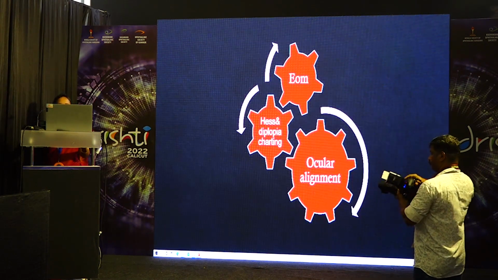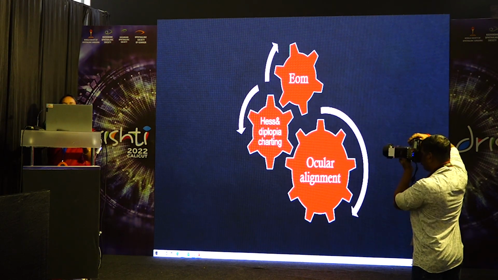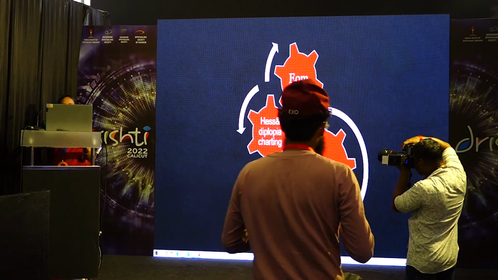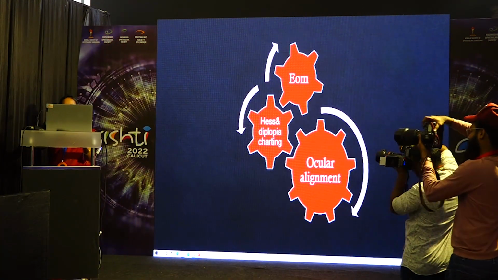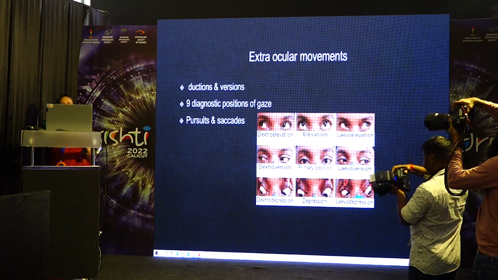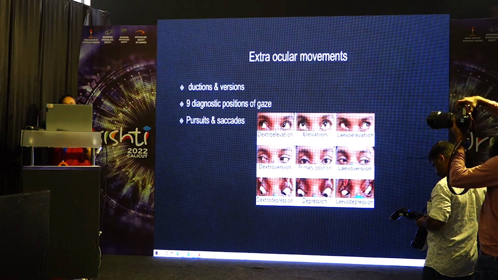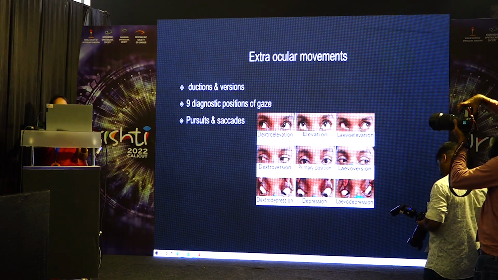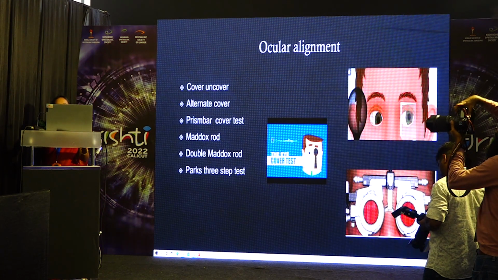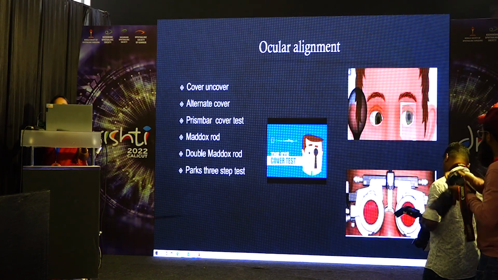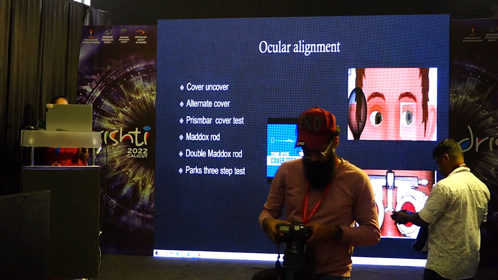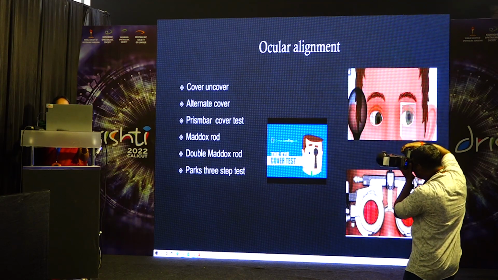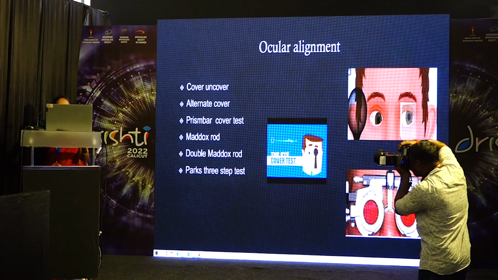So these are the three key important examinations to rule out the cause of diplopia: the extraocular movement, Hess and diplopia charting, and ocular alignment test. For extraocular movements, we should check for ductions and versions in all 9 diagnostic positions of gaze. We should check for pursuits and saccades. And for ocular alignment, we should check the cover uncover test, alternate cover test, and quantify with the prism bar cover test. We should do Maddox rod, double Maddox rod, and PAR 3 tests for vertical tropias.